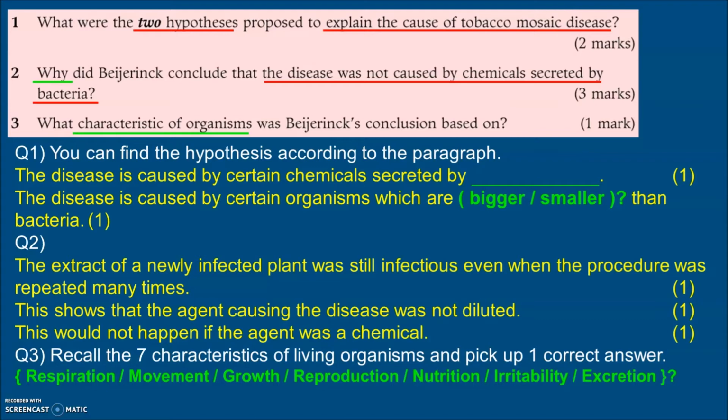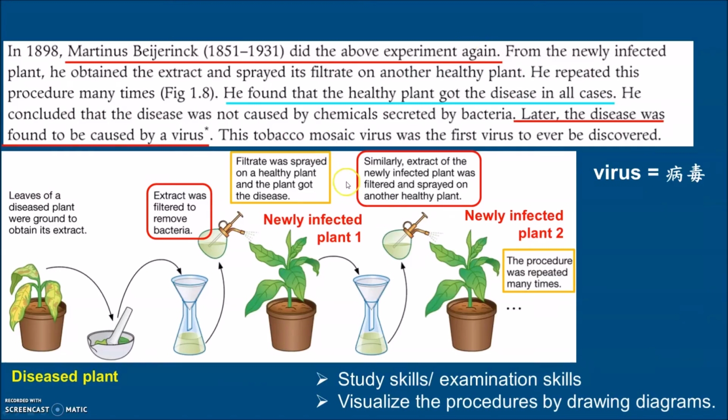For question 2, I need to spend a much longer time to explain it, because it's very important. Why did the scientists conclude that the disease was not caused by the chemicals secreted by the bacteria? That means what I so-called the toxin. The disease was not caused by the toxin secreted by the bacteria. As I said, the bacteria were removed at this stage.